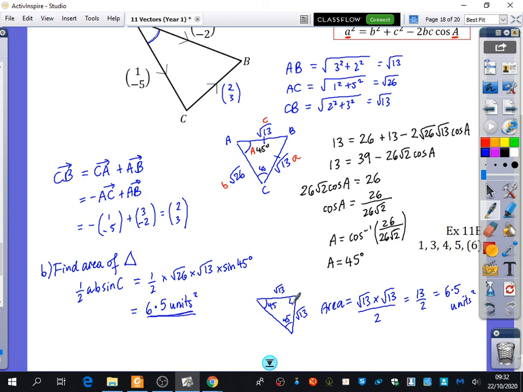So we're just going to try one question of doing the area of a triangle, and then we'll do the last tiny bit on vectors, and then we're going to do our little short assessment, okay?